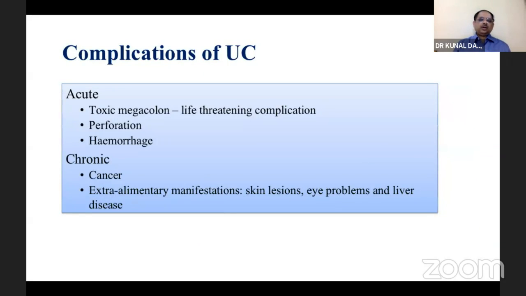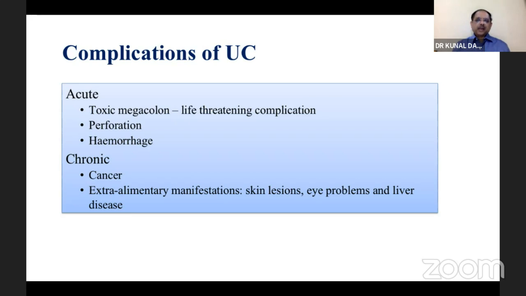So coming to now, once we have diagnosed, what are the complications of ulcerative colitis which we have to be aware of? There may be certain complications which are acute in nature, which come suddenly, maybe at first presentation, or an already known patient of ulcerative colitis may present with a severe or acute episode. The most dangerous of all complications is toxic megacolon, which is life-threatening.